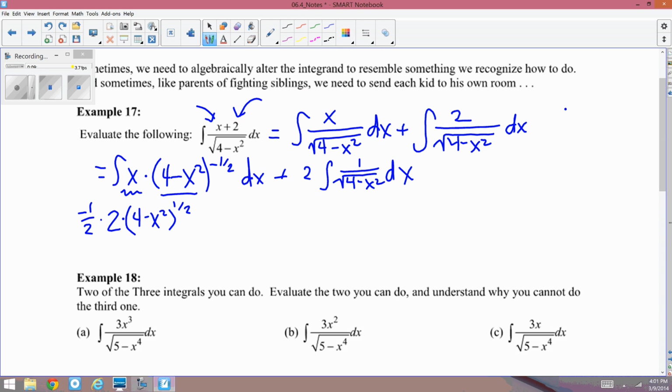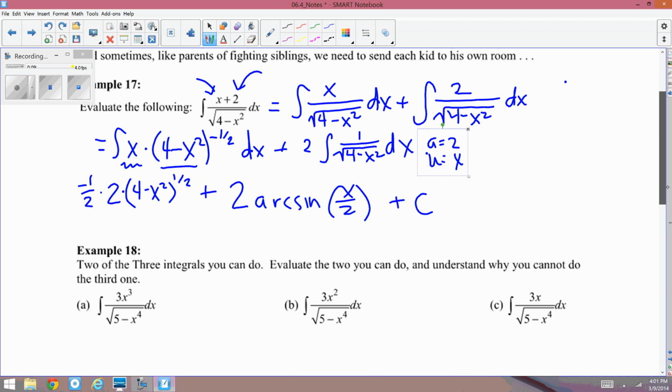Okay, so now the other one, I'm going to put plus 2. Well, that's just arc sine, but with a equal 2 and u equals x. All right, so arc sine x over 2 plus c. All right, see, that wasn't too bad of a problem, and now that's something we can handle because we know both of these types of problems.